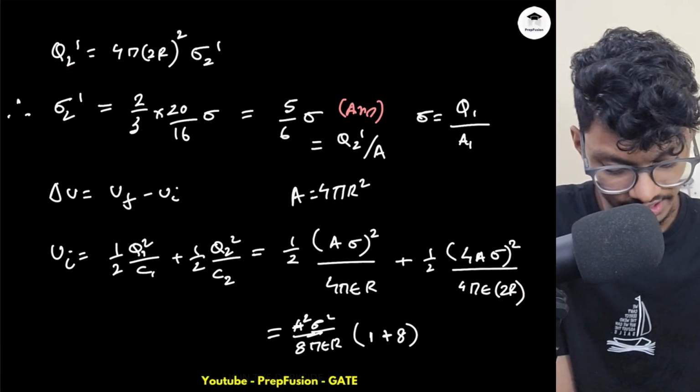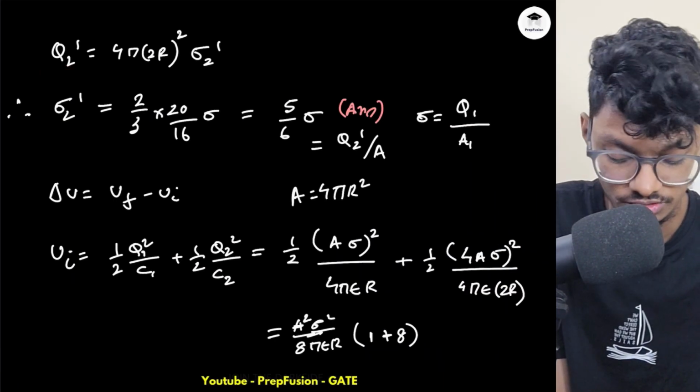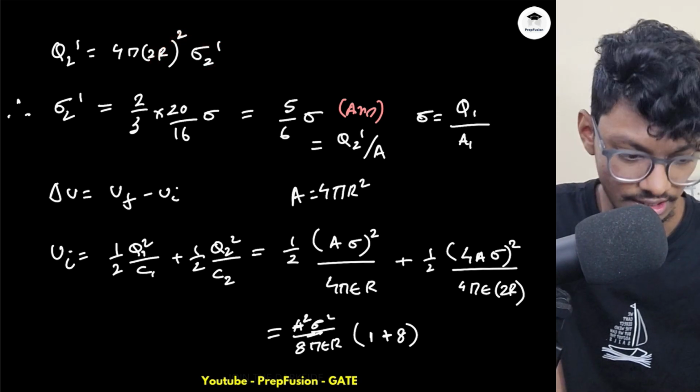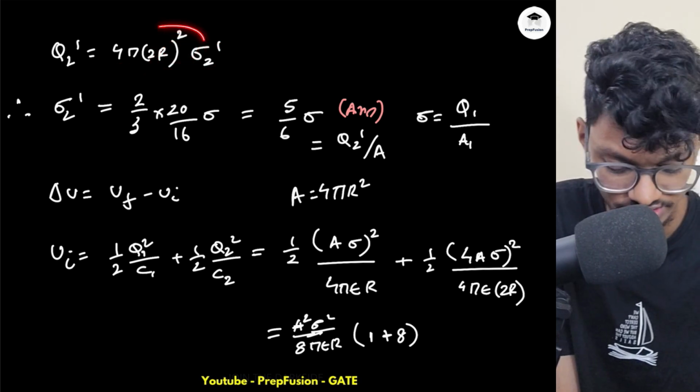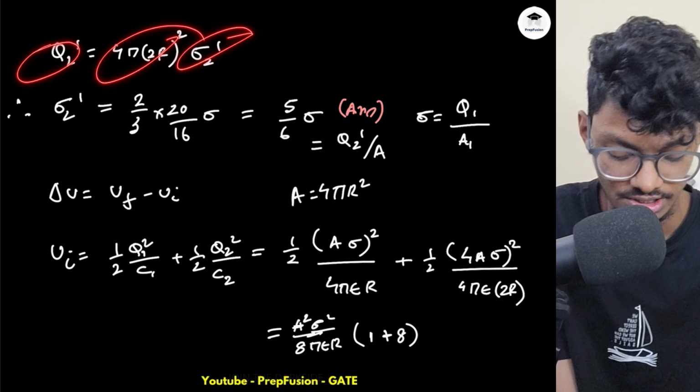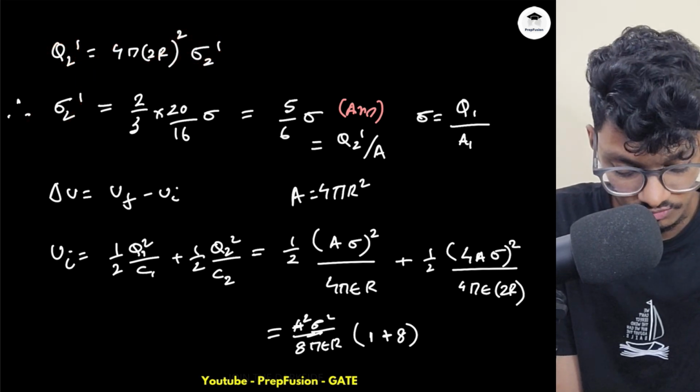Now Q2 dash will be equals to the charge density after connecting the wires multiplied by its own area. This won't change, right? But this will change because charge has changed. So sigma 2 dash, what is this basically?